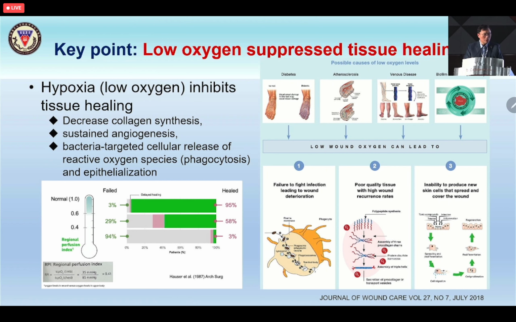low oxygen suppresses tissue healing, and hypoxia inhibits tissue healing. It decreases collagen synthesis, and also sustains angiogenesis, and also bacteria target cellular release oxygen species and epithelialization.